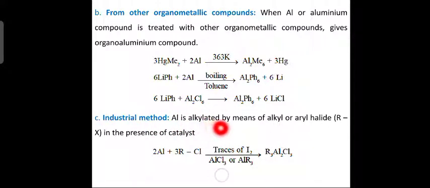Aluminum is alkylated by means of an alkyl or aryl halide RX in the presence of a catalyst. So aluminum is made to react with the alkyl or aryl halide in the presence of a catalyst. Which is the catalyst used here? Traces of iodine, aluminum chloride or trialkyl aluminum. You get R3Al2Cl3. Alright, next slide.